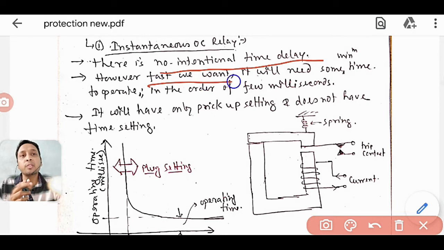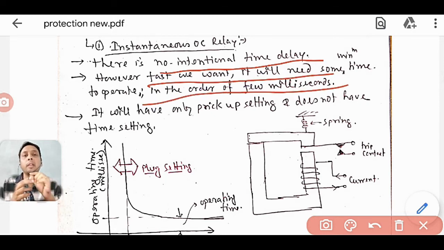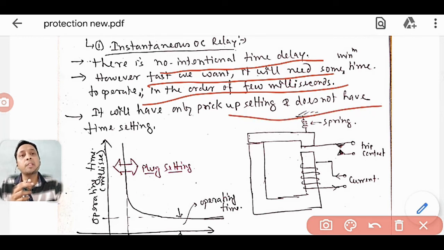But however fast you want, it will need some time to operate, at least a few milliseconds, because the CT will sense, then it will give. So however fast, you are not giving any intentional delay. There is no intention of delaying the time, but it will take some time. And it will have only a pickup setting, it does not have any time setting.